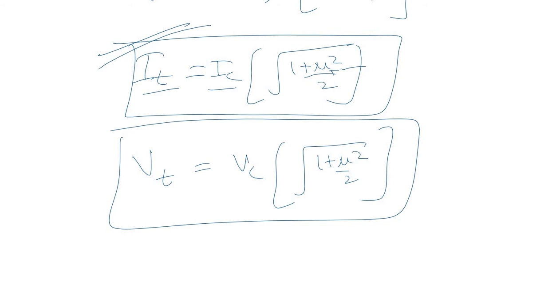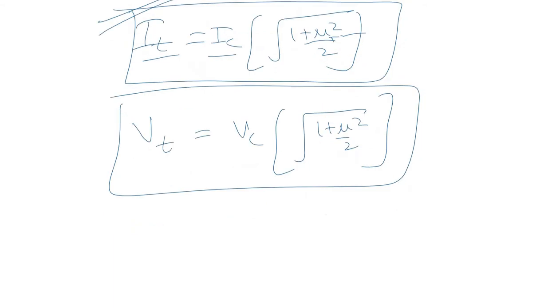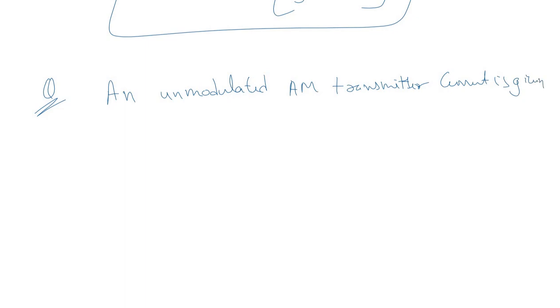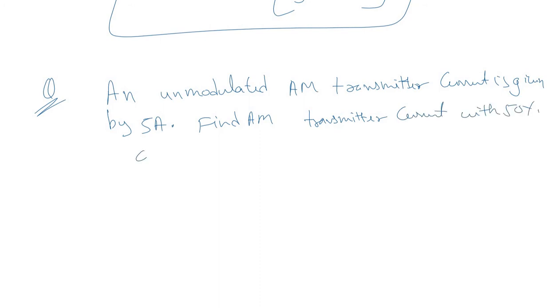Alright, based on these, let's attempt a few questions. The question is, an unmodulated AM transmitter current is given by 5 amperes. Find the AM transmitter current with 50% of modulation.